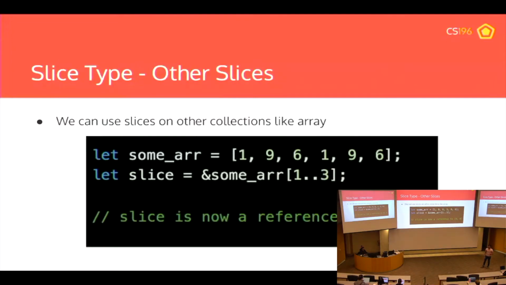Let's talk about other slices, though, because slicing is very useful not just for strings. We can actually slice in other collections like arrays. So for example, here we have an array called SumArray, which has a bunch of random numbers in there that have no meaning. And then we have letSlice, which is a slice of this array. And we're going from 1 to 3. So that means we get the first and second index. So slice now a reference to 9, 6. Does that make sense? All right.